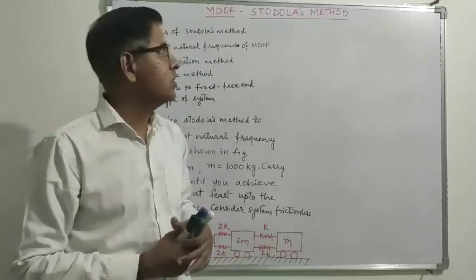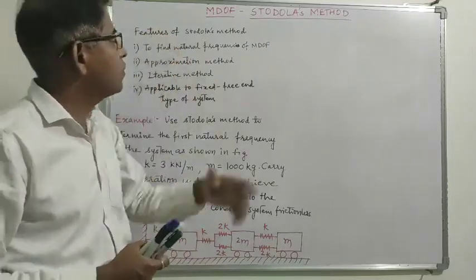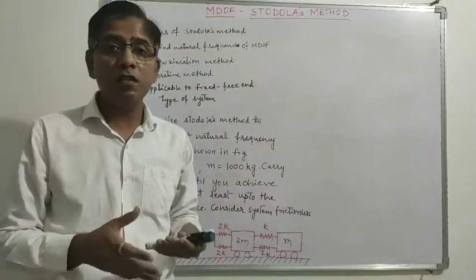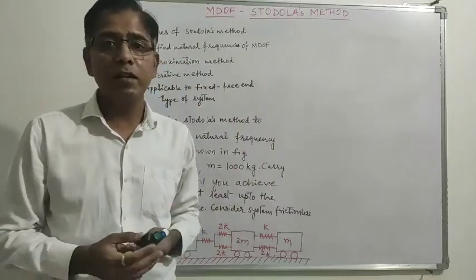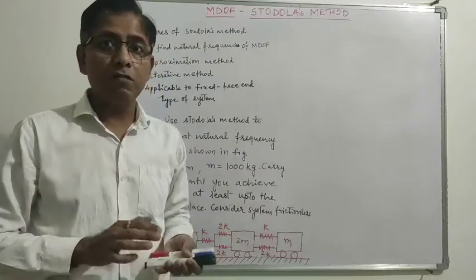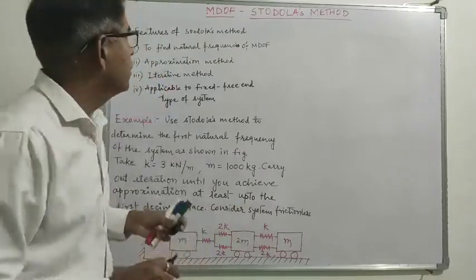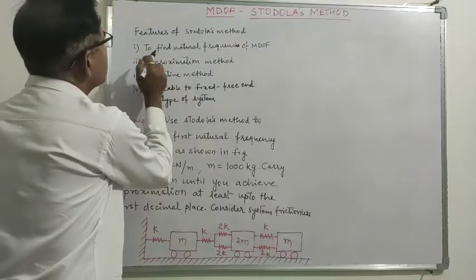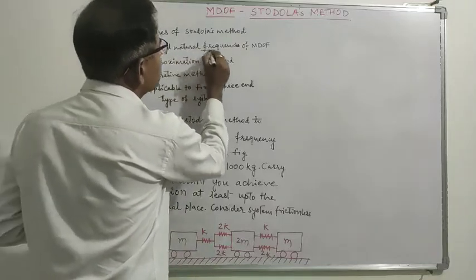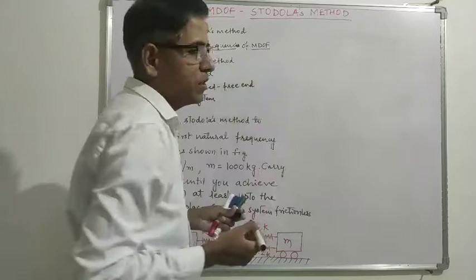So first we begin with the features of Stodola's method. What are the features? What is the theory behind the Stodola method? On which principle does this Stodola method work? That we are going to see first. So the first point is to find the natural frequencies of a multi-degree of freedom system.